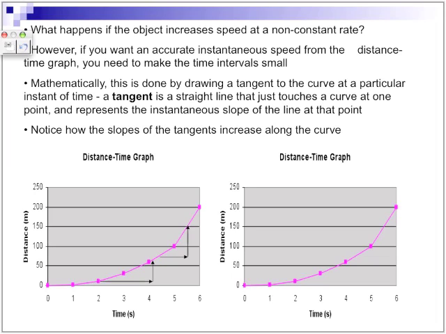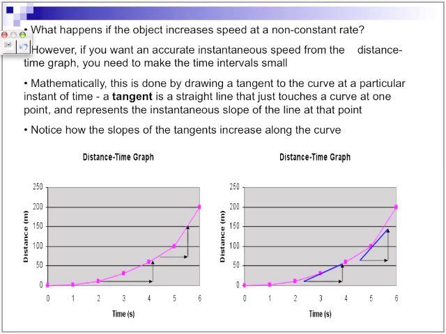So what happens if the object increases speed at a non-constant rate? If you want an accurate instantaneous speed from a distance time graph, you need to make the time intervals small. Mathematically, this is done by drawing a tangent to the curve at a particular instant of time. A tangent is a straight line. We find a point, and with a ruler, we draw a straight line, and we calculate the slope of what we call that tangent line. So we find a point along the curve.